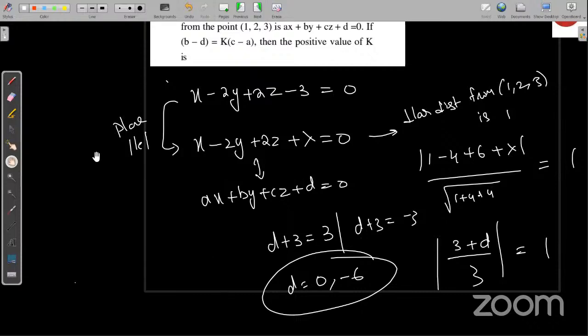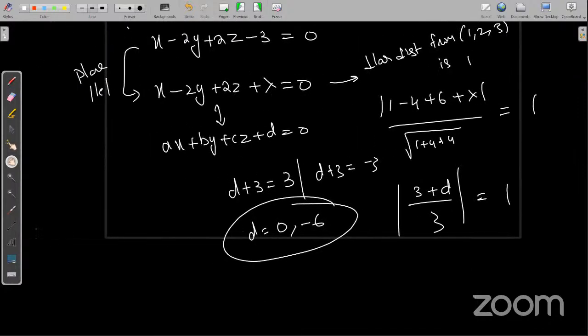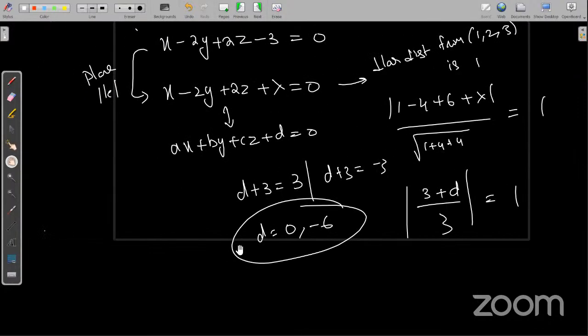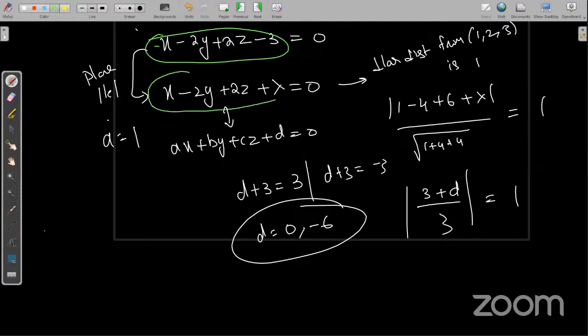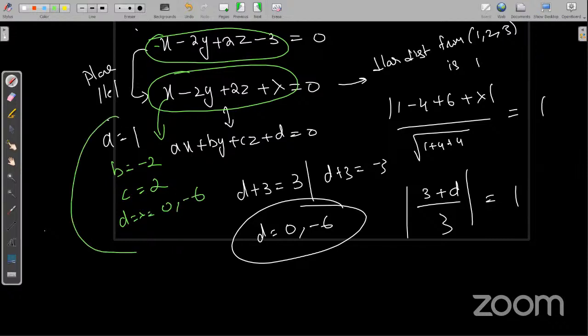So where we are at, we got the values of d as 0 and -6, right? Okay, so let us write the values of a, b, c, d. A is 1, the coefficients, guys. If you look over here, this is the plane which has been given, and this is our plane which is parallel to that one. So please look into this. A is equal to 1, B is equal to -2, C is equal to 2, and D is nothing but lambda, which we got as 0 or -6. Okay, so just keep this.